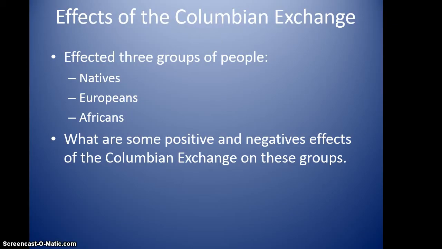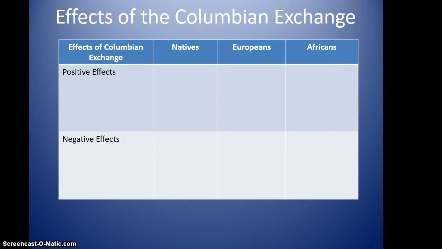All right, so now that you understand a little bit about the Columbian Exchange, what type of effect did the Columbian Exchange have? It affected three major groups: natives, Europeans, and Africans. So in a few minutes, you're going to look at some positive and negative effects of the Columbian Exchange on these groups. To help you with these notes, of course, a chart.